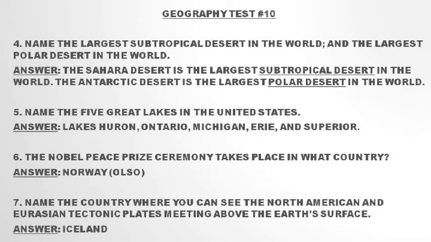Question number 4. Name the largest subtropical desert in the world and the largest polar desert in the world. The definition of a desert is any geographical area that has a minimal amount of rainfall during the year, which you would certainly expect in a subtropical desert, but also in a polar desert you have that same situation where you have very, very minimal rainfall during the year. The Sahara Desert is the largest subtropical desert in the world, and Arctic Desert is the largest polar desert in the world.